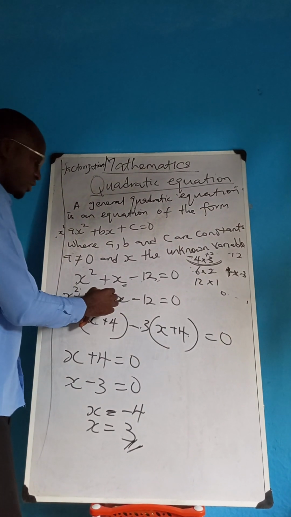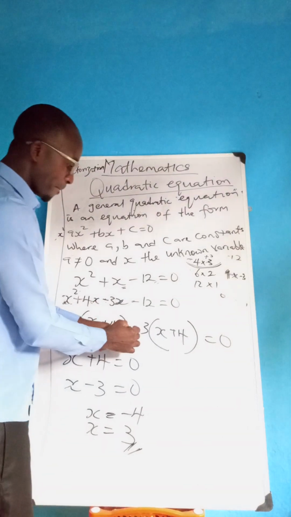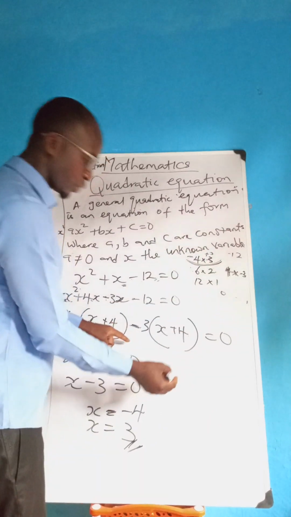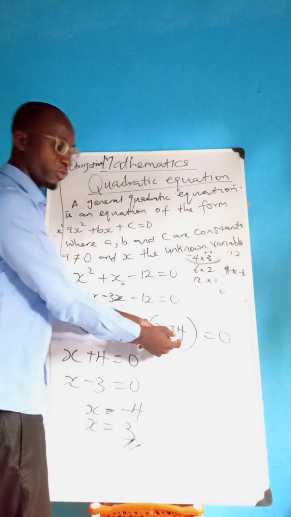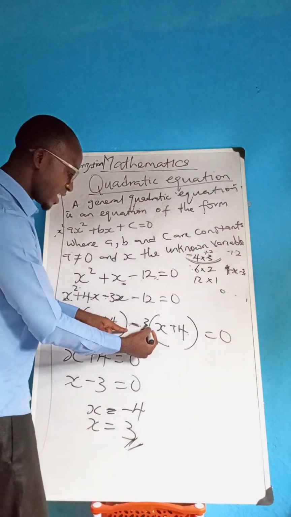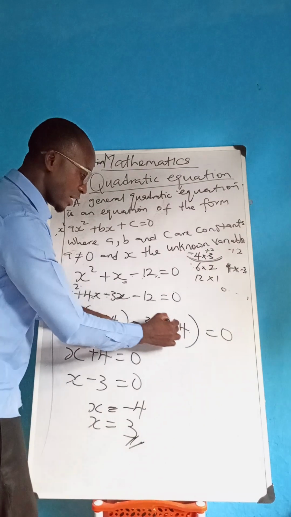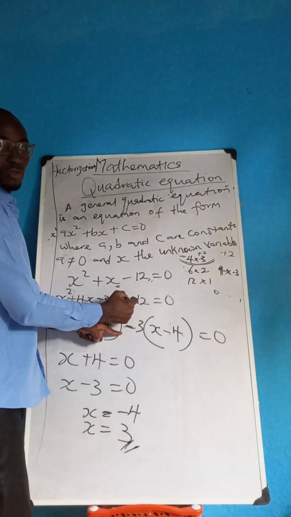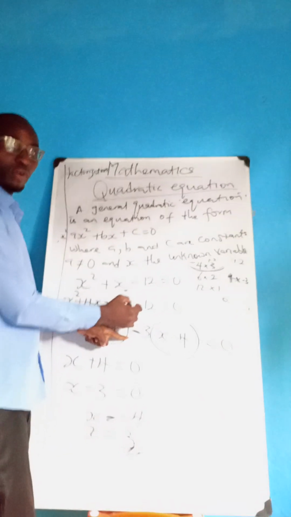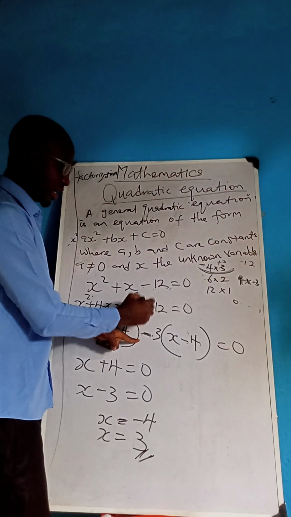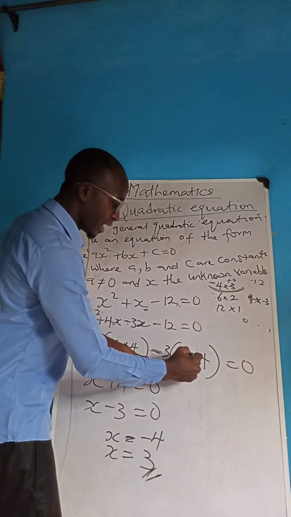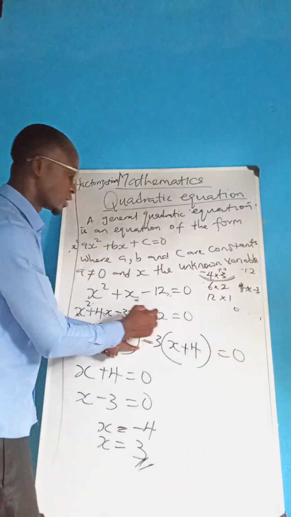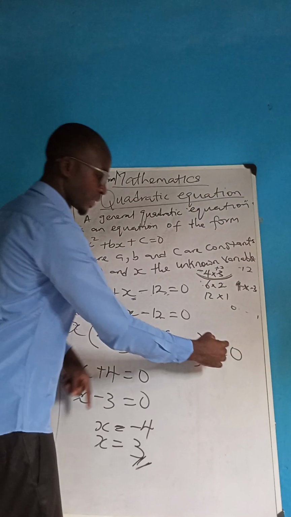Minus 3 times x will give us minus 3x. Minus 3 times what will give us 12? Definitely it is 4. If we use a negative 4, it will give us a positive 12, which is not what we are looking for here. What we are looking for here is a negative 12. So minus 3 times plus 4 will give us minus 12 equal 0.